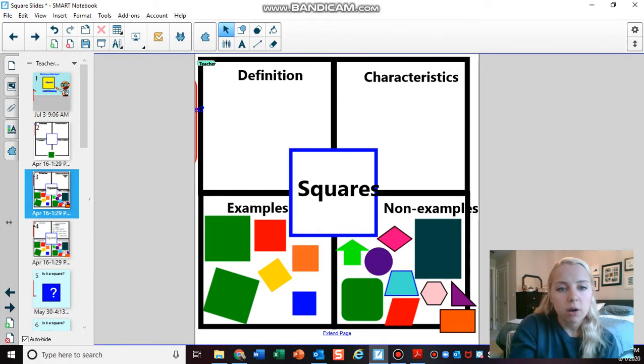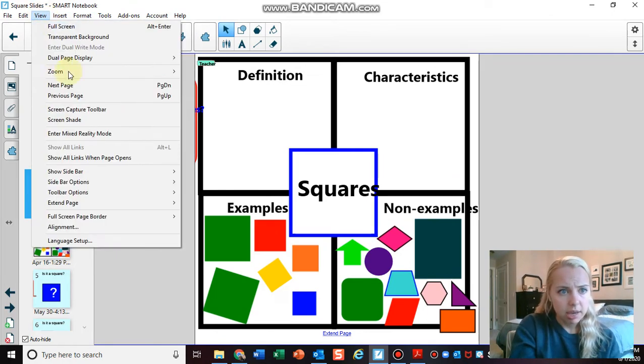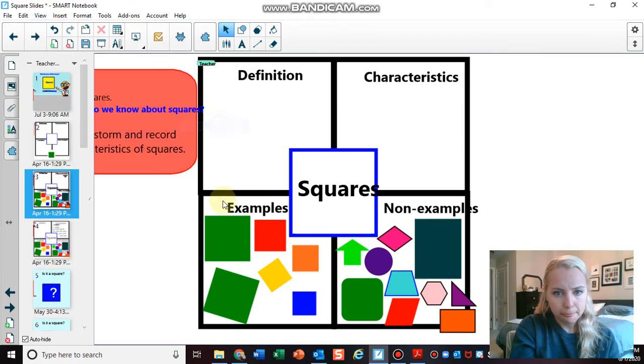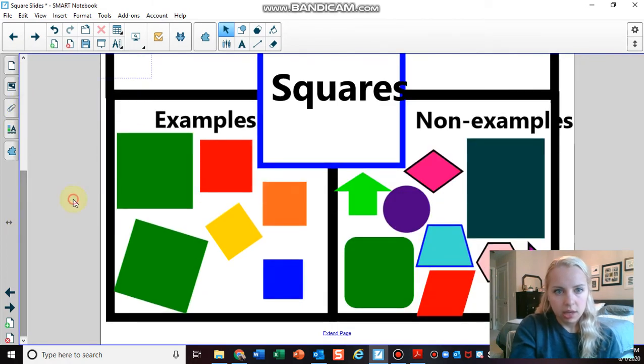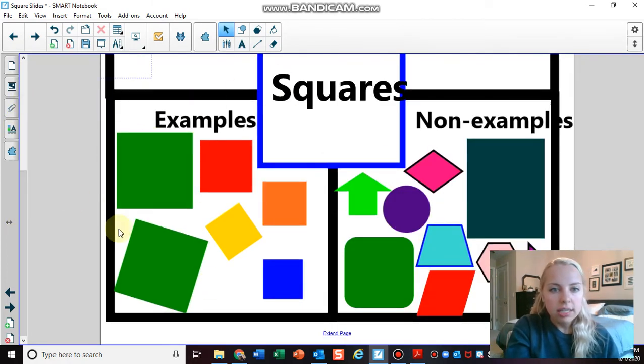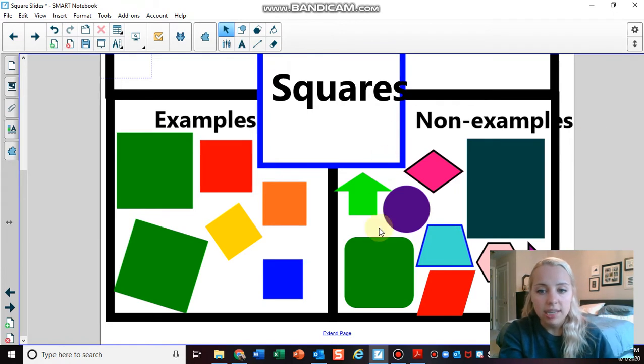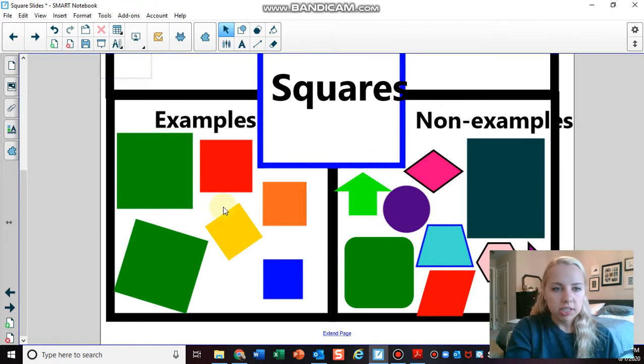So first I'm going to go down here, and if you can see my mouse highlighting, I'm going to actually make my screen a little bigger. Scroll down. Down here we can see these are all examples of squares, and these are examples of shapes that are not squares, okay? Now, first let's look at all the squares. We know that they're all squares because they all have 4 sides that are equal in length.